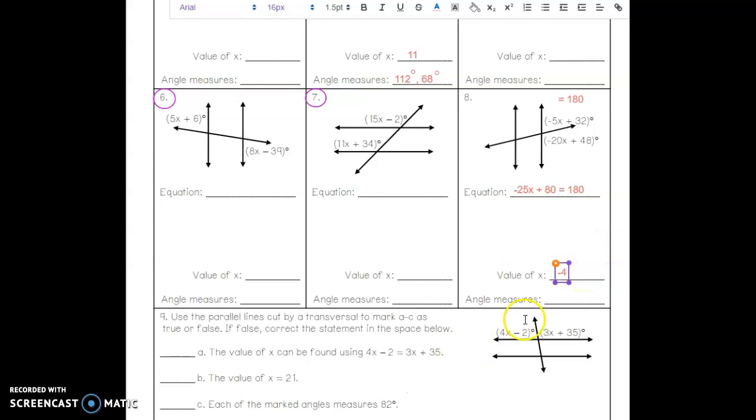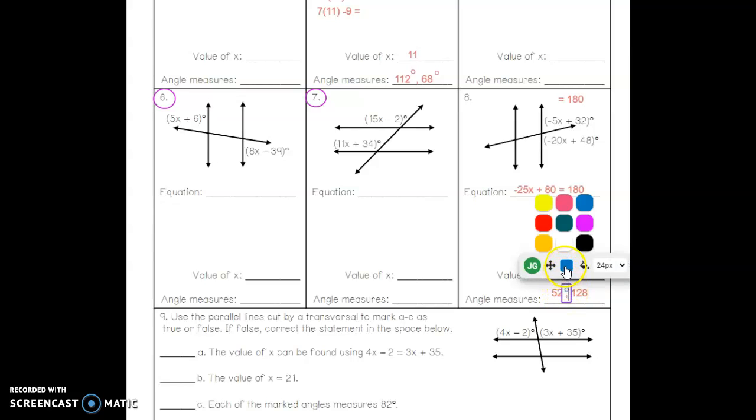And then to finally get my angle measures, I take that negative 4 and I'm going to plug it into both of my expressions. And then I see that I have an angle measure of 128 degrees and an angle measure of 52 degrees. Now the last thing that I need to check is to make sure that they add up and equal 180. 52 plus 128 is going to equal 180.